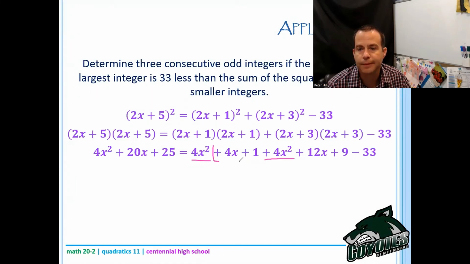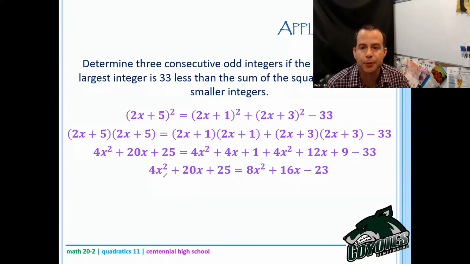Okay, then I've got 4x and 12x, so that'll be 16x. And then I have 1 plus 9 is 10, and then subtract 33 would be negative 23. Okay.